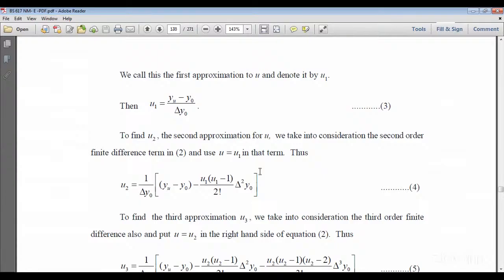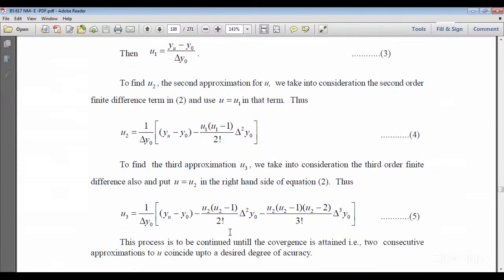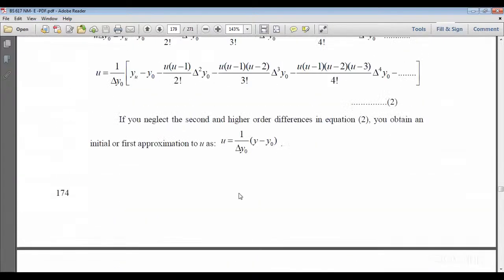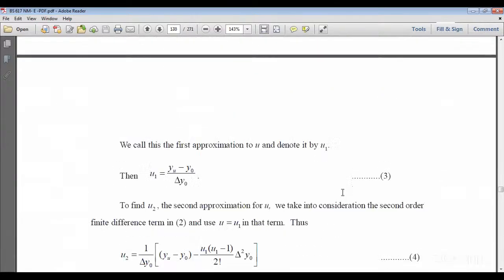So u2 is equal to 1 by del y0 into y minus y0, minus u1 into u1 minus 1 by 2 factorial del square y0. To find the third approximation, we take into consideration the third order finite difference, with u equal to u2, the right hand side taken here in equation 2. What is the right hand side in the second equation? So that is this one, del y0, this is the del 4 y0, this is the equation we are taking here.